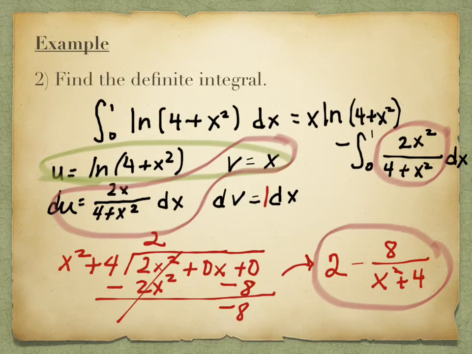Okay, so when you see a natural log in an integration by parts, natural log is always going to be which piece? U. Natural log is always going to be U. Okay?